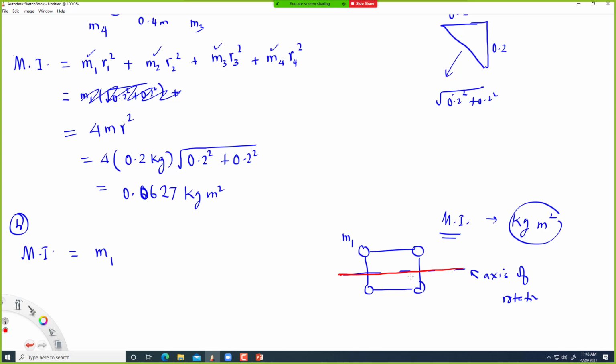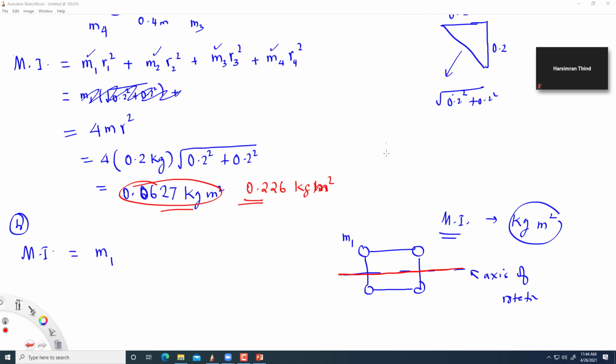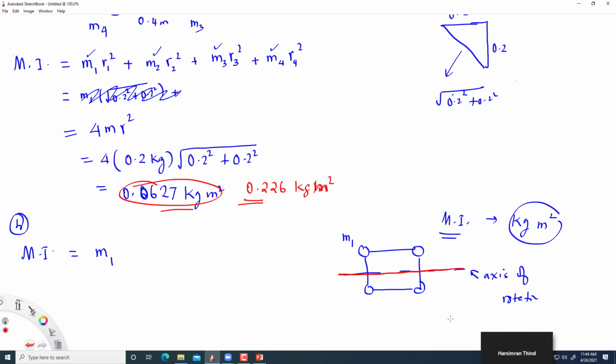I got a different answer for... You got a different answer? Yeah. What did you get? 0.226. Okay, so either this one or this one. You guys can figure that out. Did you take the square root? People who are on Zoom, do you guys have an answer? Okay, you guys can figure that out.